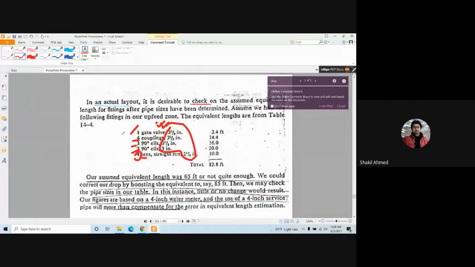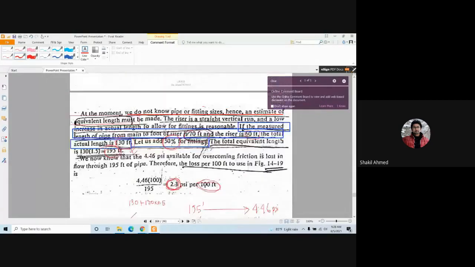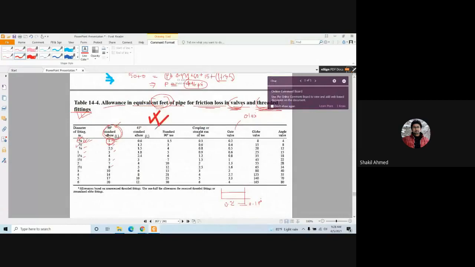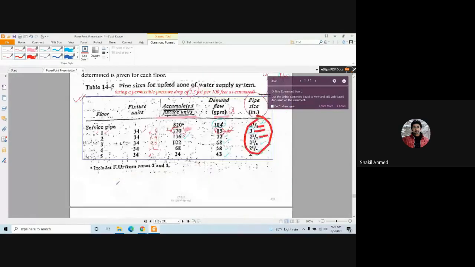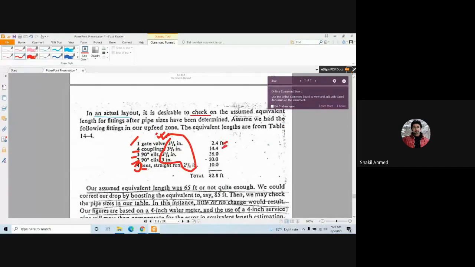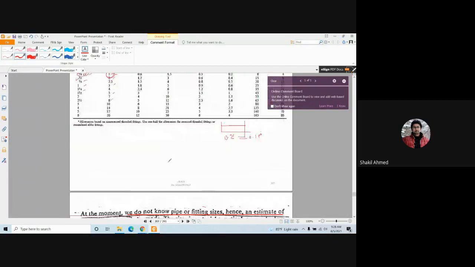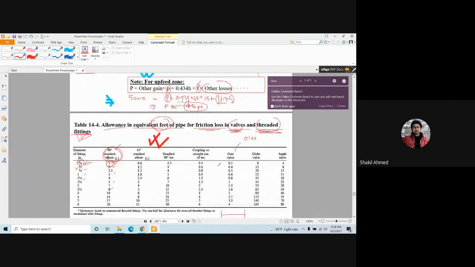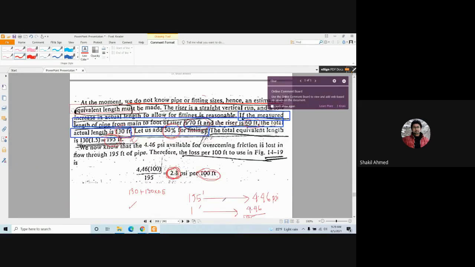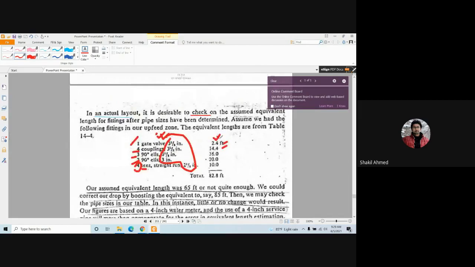So once you know this, then you can go back to this table and find out the equivalent length. For example, one gate valve, that is 3.5 inch. So one gate valve, where is gate valve? Here, 3.5 inch. That means in between 2 and 2.7. Let's say this is 2.5. So 2.4 or 2.5 feet. Is it clear?